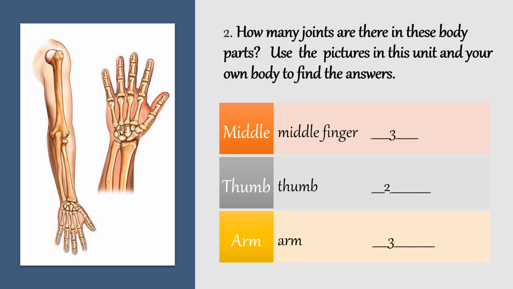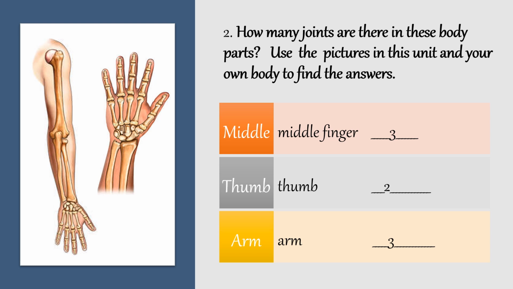This is the answer slide for question number 2. Here I have 2 pictures for you. You can see in the first picture the bones of your arm are shown. And in the second picture of the hand, the bones present in your hand are clearly shown. All you have to do is count the joints where the bones are joining with the other bones and write the answer.